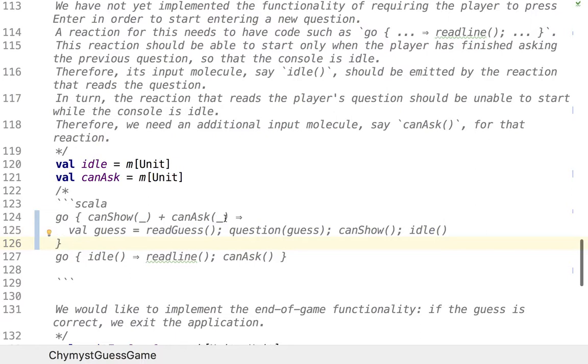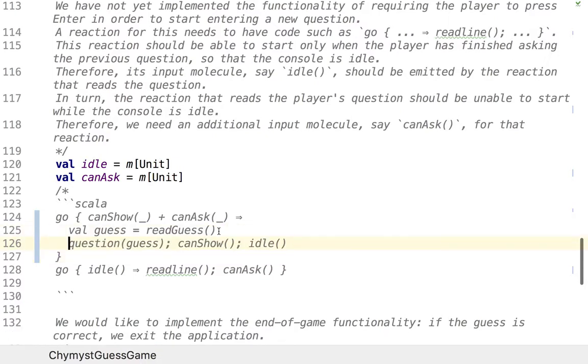So can-ask needs to be another input molecule in this reaction. Idle needs to be emitted at the end of this reaction. So we emit 3 molecules, we consume 2. And the idle reaction is like this. It reads the line and then it emits this can-ask, which enables asking the user, asking the machine another question.